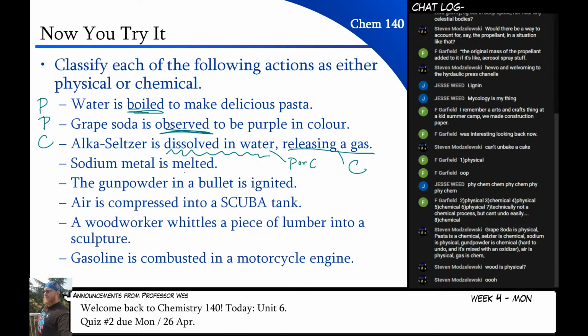Sodium metal is melted. Melting is a phase change. Igniting anything like a candle, a lighter, your barbecue, gunpowder, those are all chemical reactions. You cannot ignite something twice.